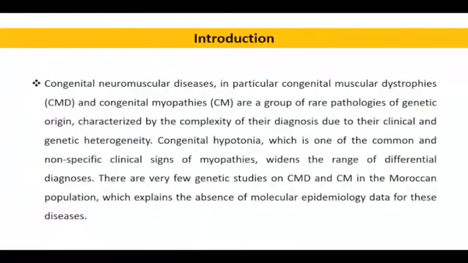For the introduction, you know that congenital muscular dystrophies and congenital myopathies are clinically and genetically heterogeneous groups of neuromuscular disorders. In our context, there are very few genetic studies on these conditions, which explains the absence of molecular epidemiology data for this disease.